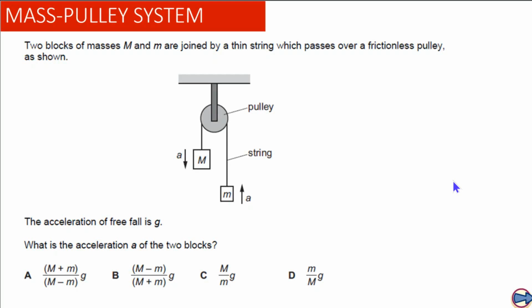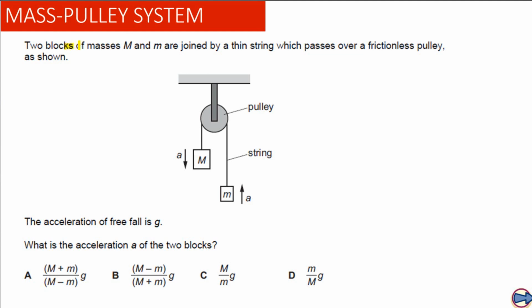This question is about a mass pulley system, and mass pulley system questions are very common in A-Level Physics and also in AP Physics. These questions are simply based on Newton's laws, especially on Newton's second law. Let's try to find out what is given to us for this question and what we need to find.